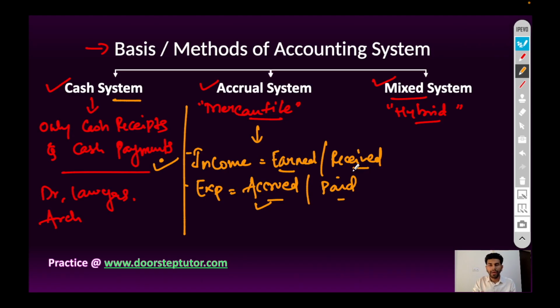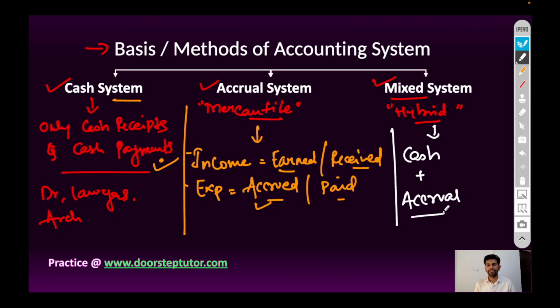Next, mixed system of accounting or hybrid system. It is a combination of cash system and accrual system. Here, income and assets both are recorded only when received, but expenses are recorded when they are due. The main purpose behind this is to reduce liability.